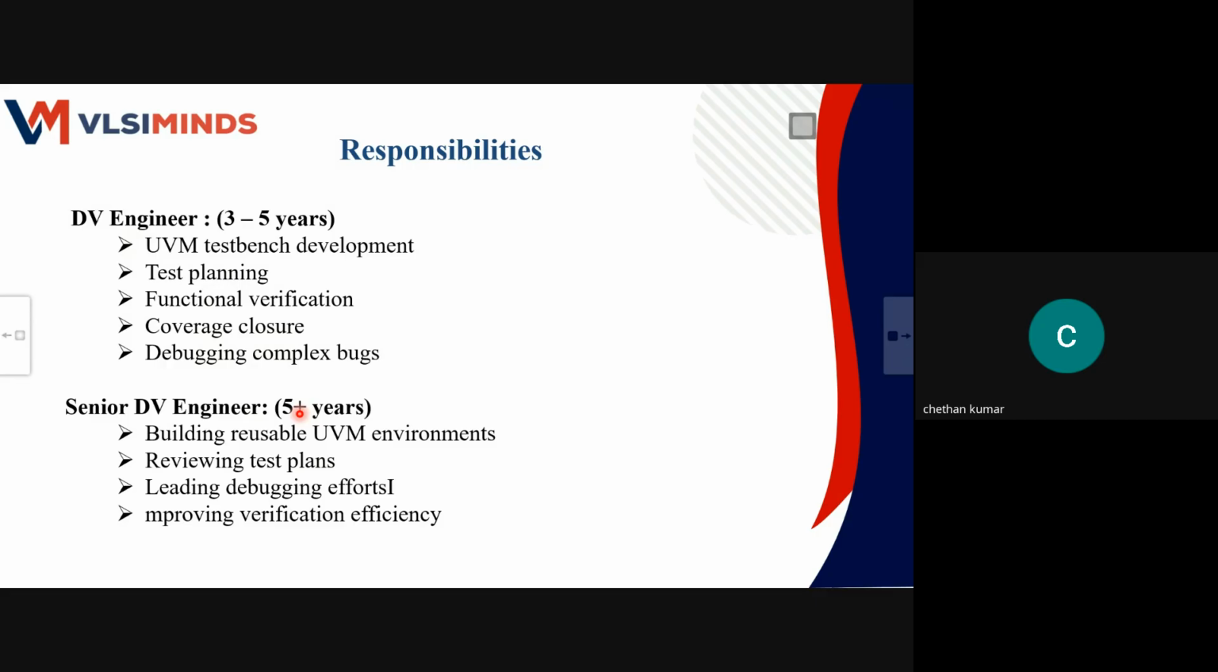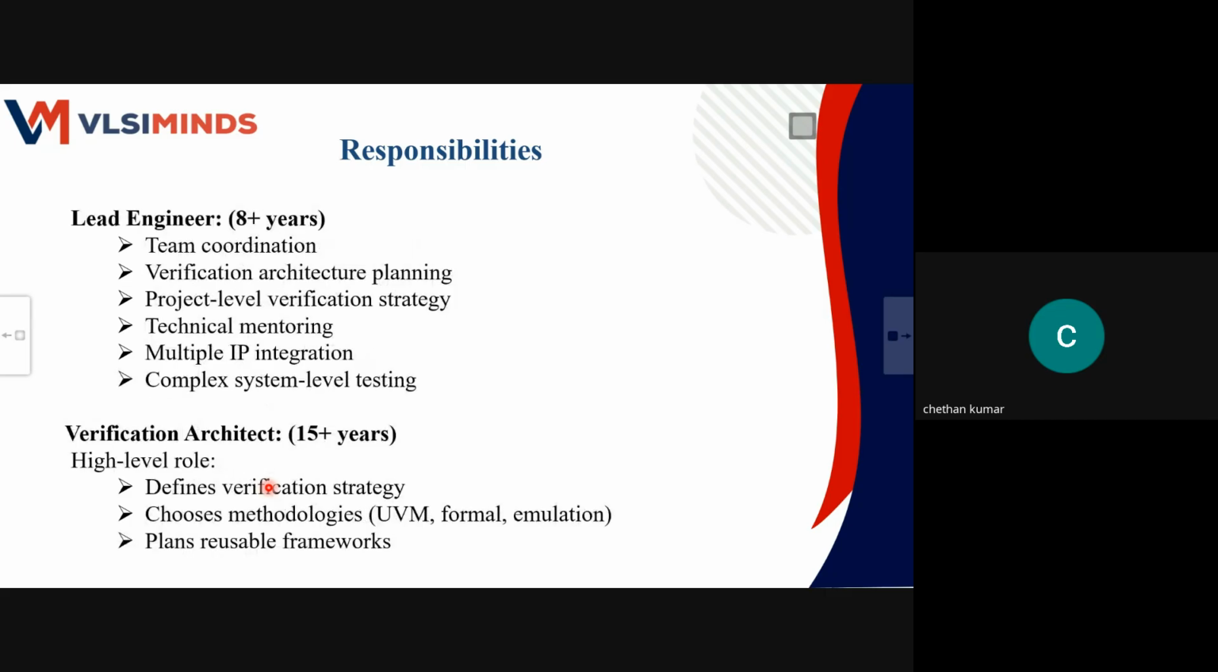Once you get 5 years of experience, you have to develop the environments. You have to review the test plans and lead debugging efforts. Leading debugging efforts means if some junior engineer is suffering with some failure issues, you have to help him debug those things. Okay, and you have to improve the verification efficiency.